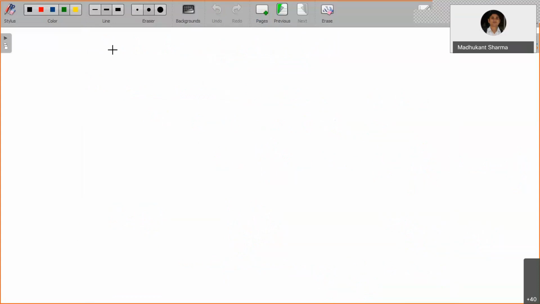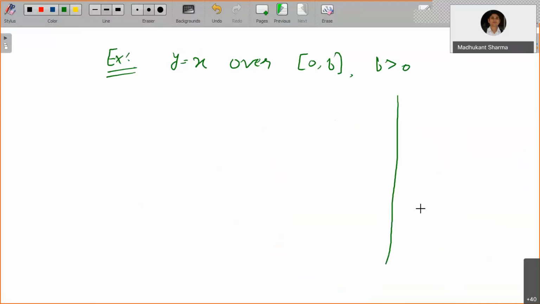Okay, so let's take one example. Find the area under the curve y equals x over the interval 0 to b, where b is greater than 0. You can fix this b as well. So you have a line y equals x.